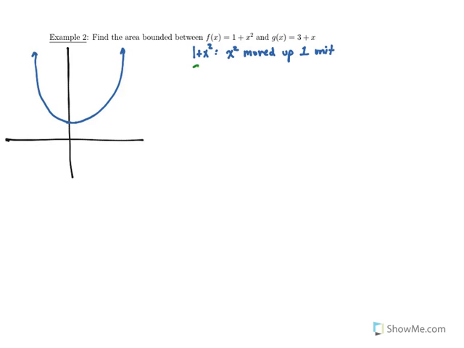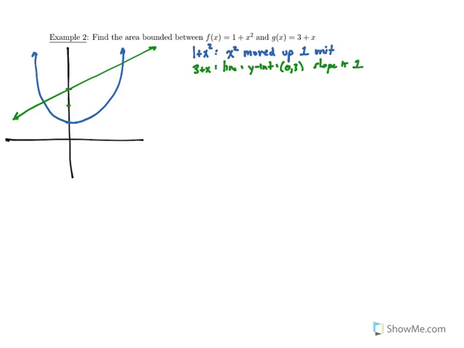The 3 plus x is a line. The y-intercept is the point (0, 3), and the slope is 1. So we could graph that function right there, and we're looking for the area bounded between.